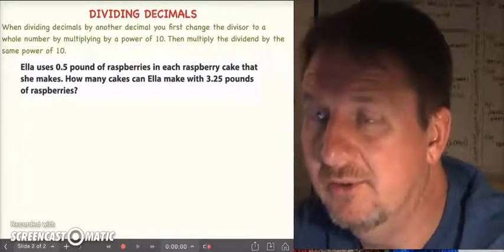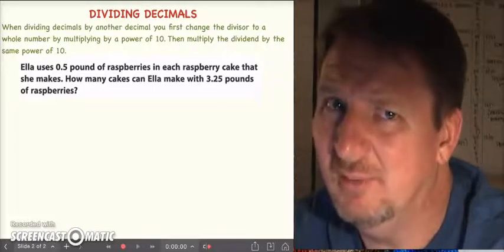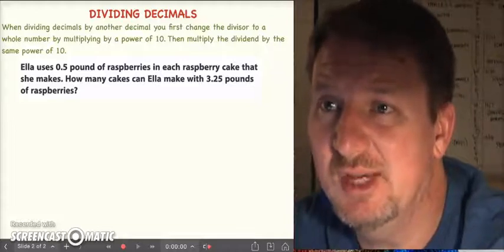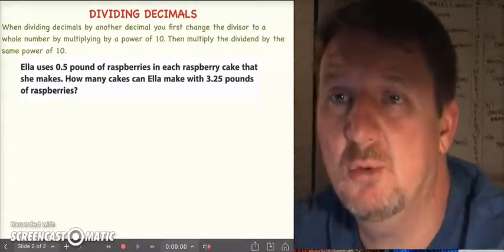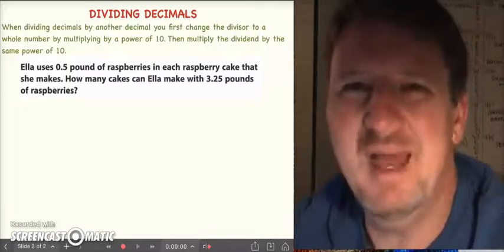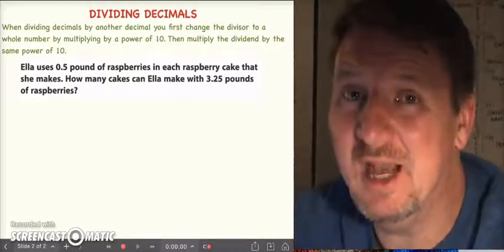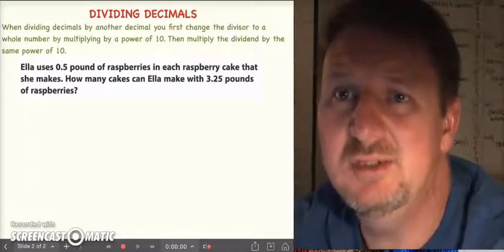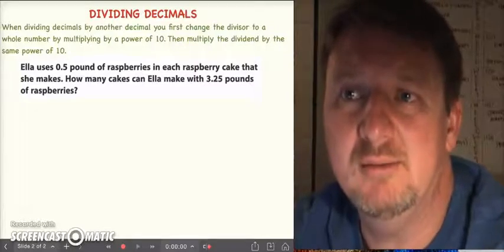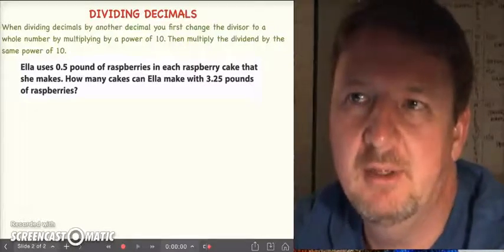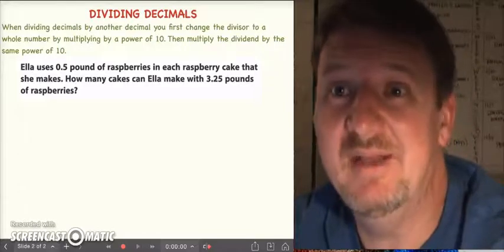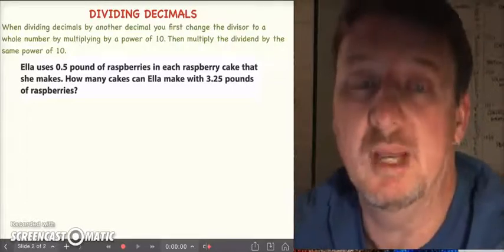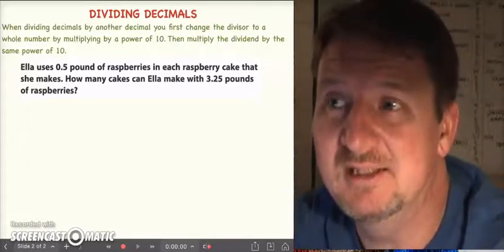Well, when you're dividing a decimal by a decimal, or even a whole number by a decimal, the same steps apply. But when you're dividing decimals by another decimal, first you change the divisor to a whole number. There's a lot of math involved here, but it's not that complicated, and there's a real simple way of looking at it. So you're going to change the divisor to a whole number by multiplying by a power of 10. And then you have to multiply the dividend by that same power of 10. That may blow your mind, hopefully not, but it's not as difficult as it sounds.